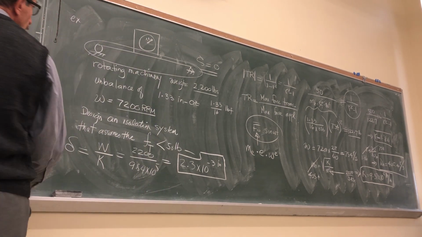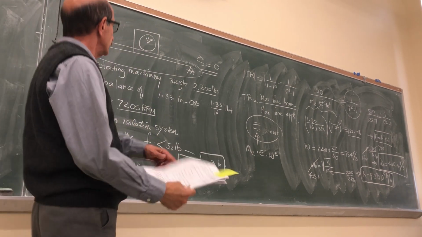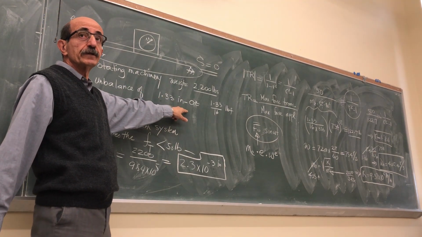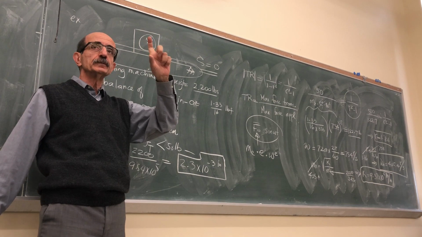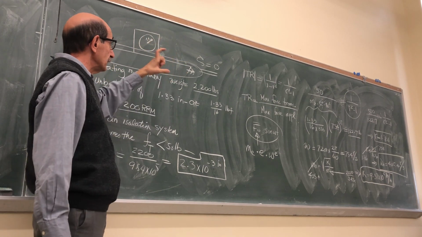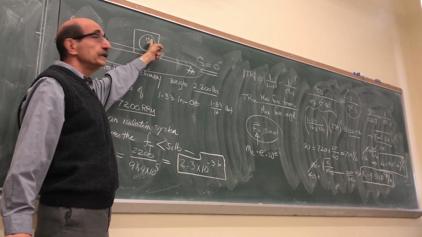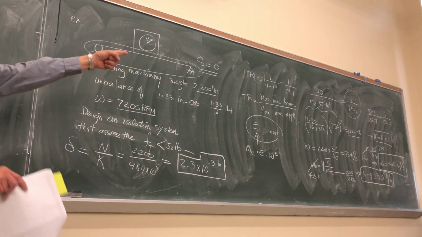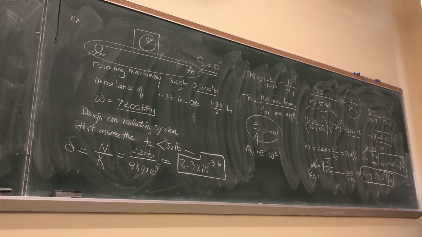E is given as 1 inch. When it says unbalance of 1.33 inch-ounce, it means assuming that the unbalance is at a 1 inch radius from the center of rotation. That's the meaning of it. That's why E was 1. Any other questions? So let's do another problem.